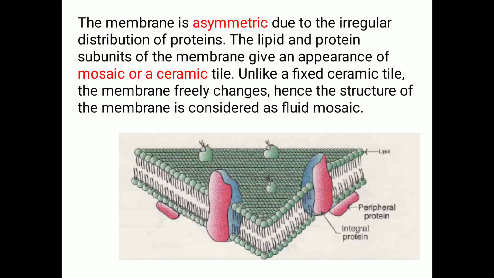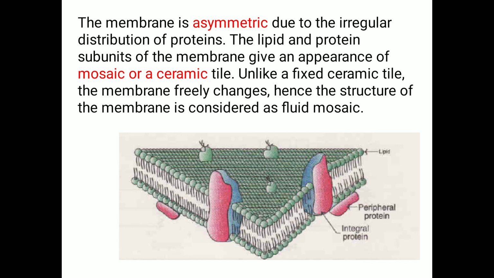Next, the membrane is asymmetric due to the irregular distribution of proteins. We use the term asymmetric to mean that if you cut the plasma membrane, here we are discussing the plasma membrane or cell membrane, right? If you cut it in the middle, you will not get the same type of fatty acids or the same type of proteins on either side. That symmetry will not be present. So you can say the membrane is asymmetric due to irregular distribution of proteins.